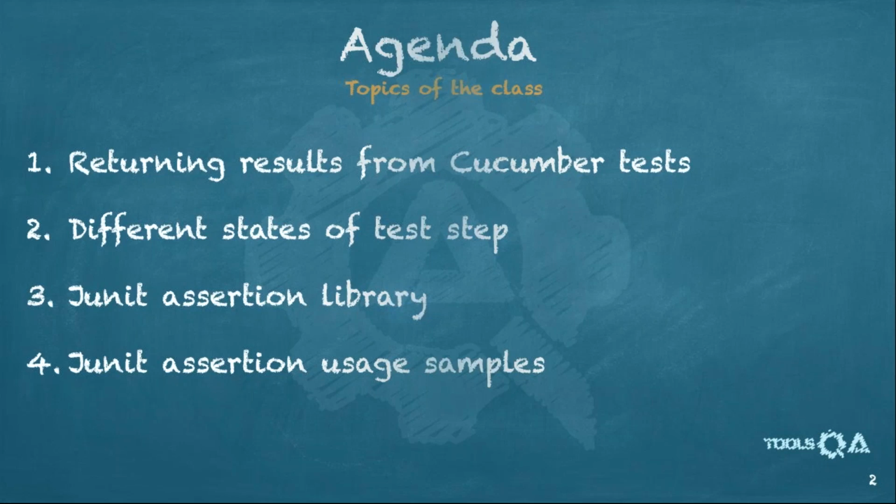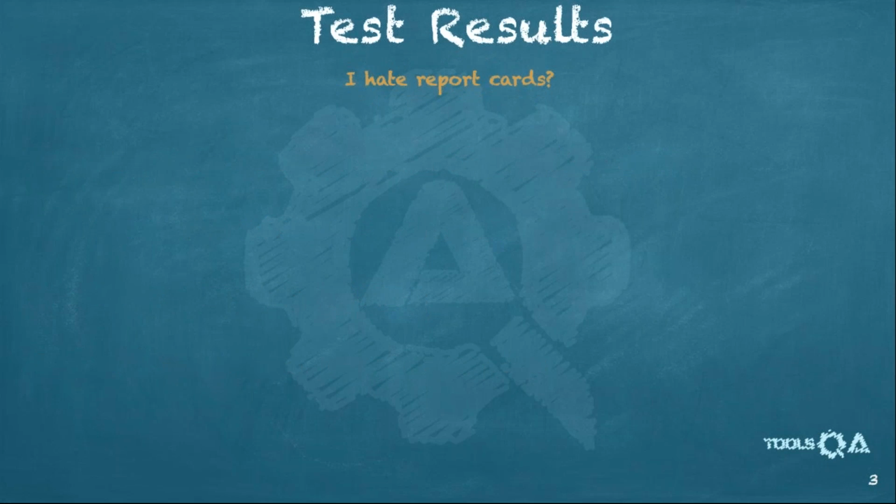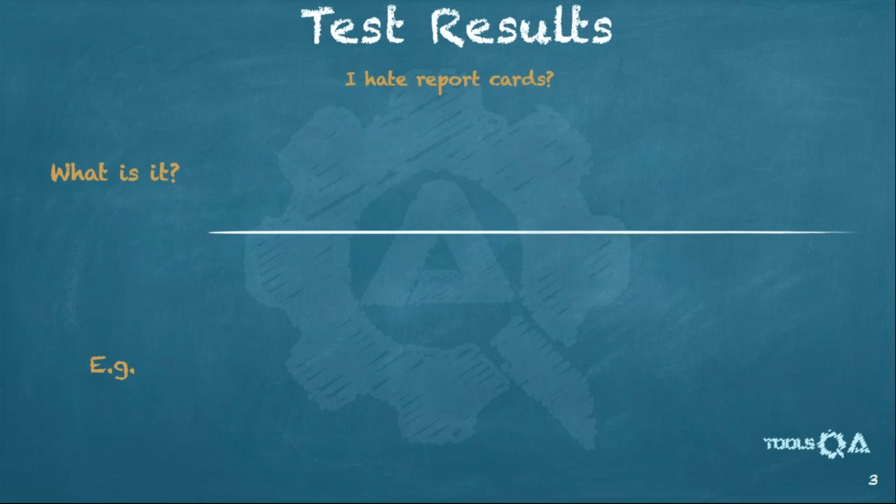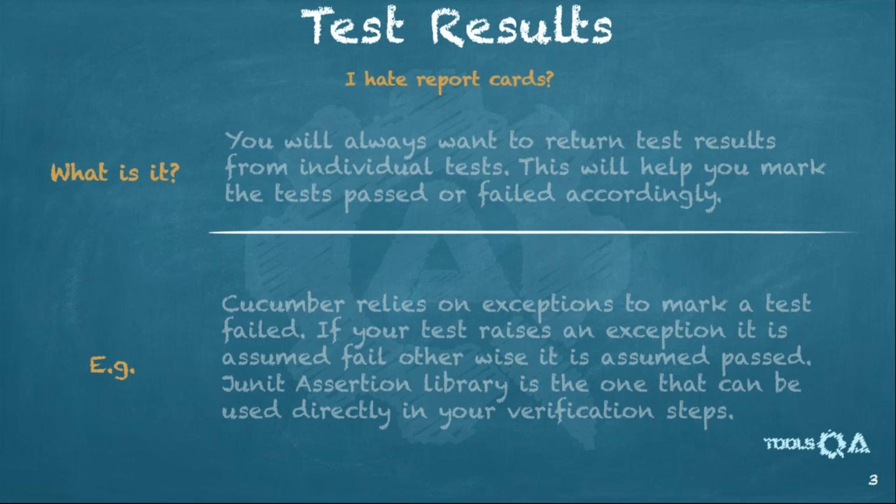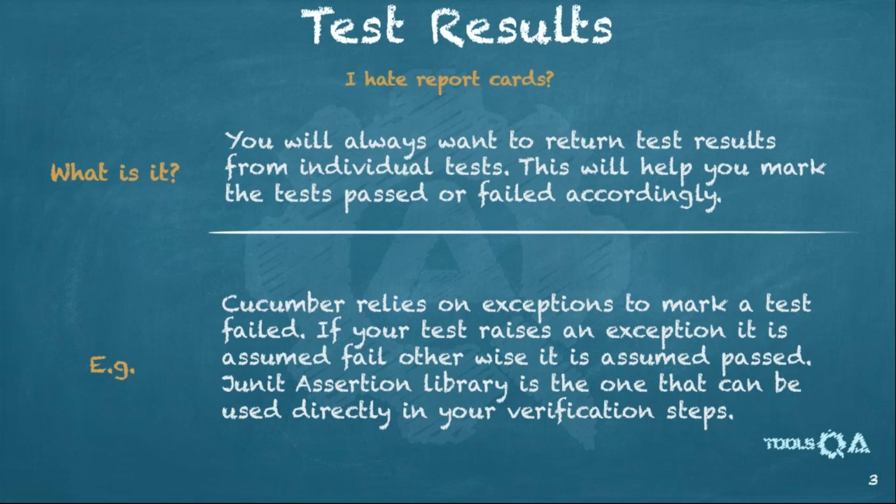All right, so with this in mind, let me quickly jump to the first slide. The first slide talks about test results. Test results, as the name suggests, is the result of a given test. So you execute a test and the outcome of it is called a test result. So what is it?